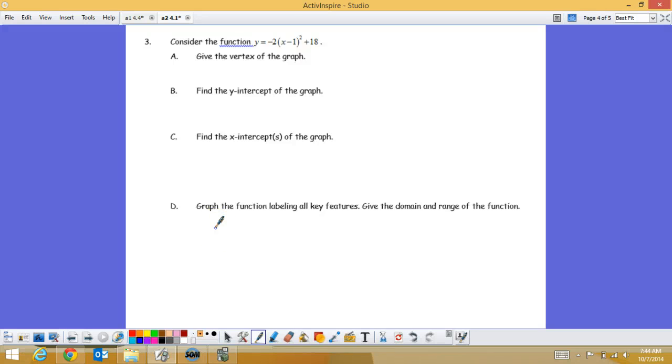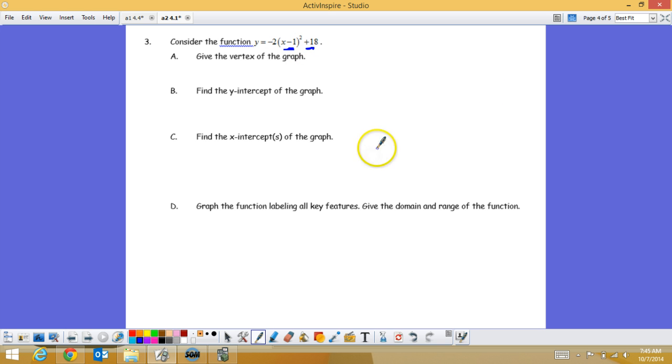All right, so in these next two examples, we're going to look at what happens when we combine a vertical and a horizontal translation together. And you're going to see that this is very similar, or pretty much exactly the same as what we did with the absolute value functions. So the vertex of this graph here, we're going to move it 1 to the right, and then 18 up.